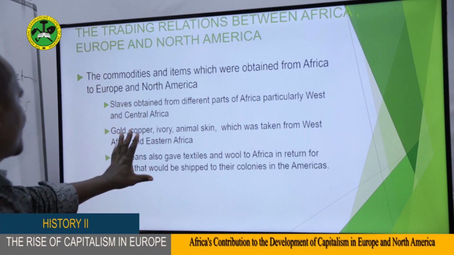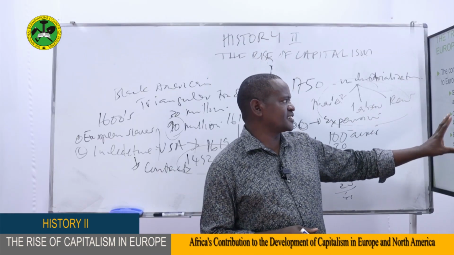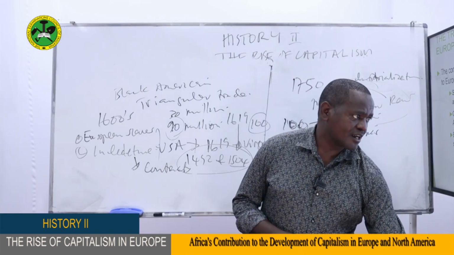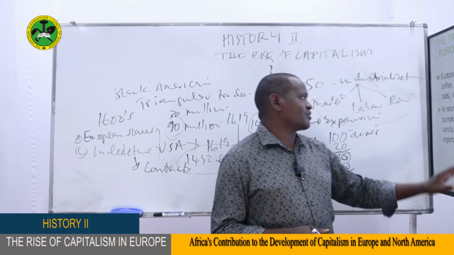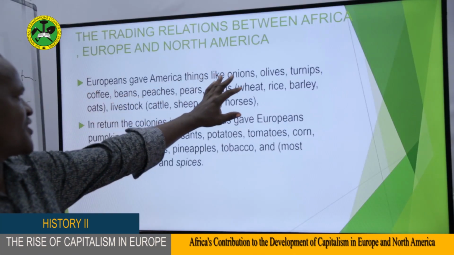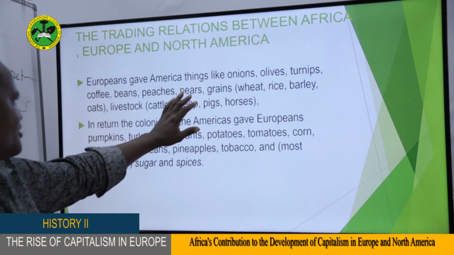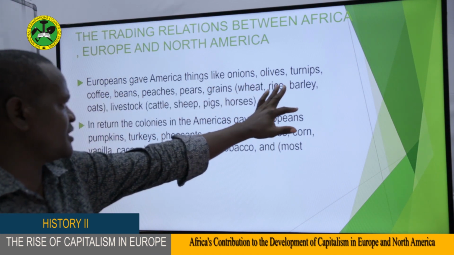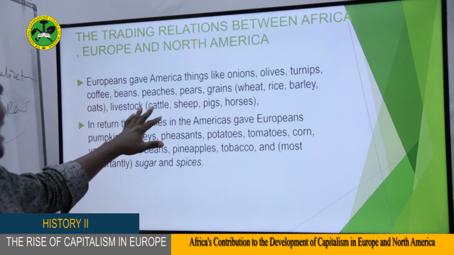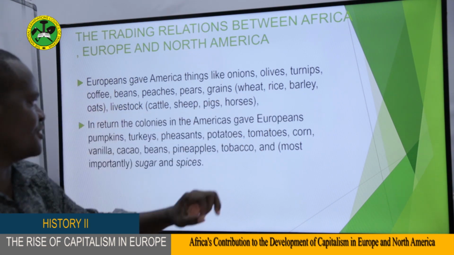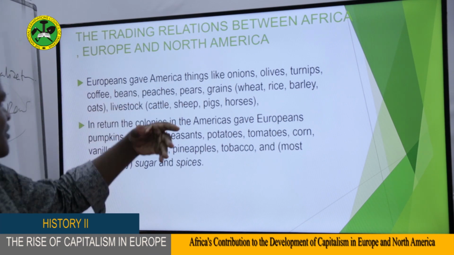So you can see this is the trading relations which existed, and these are the commodities which were taken. But also, Europeans gave Americans things like onions, olives, turnips, coffee, beans, peaches, pears, grains. Grains means wheat, rice, barley, oats, livestock, cattle, sheep, pig, and horses. This is what Europeans gave to America.